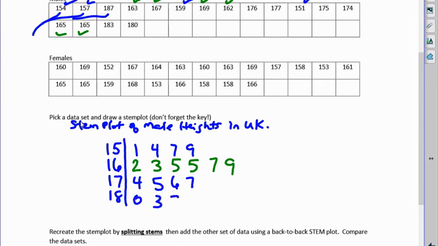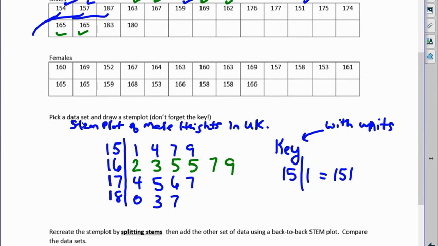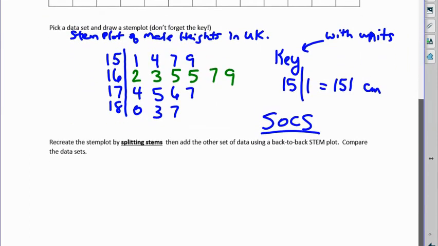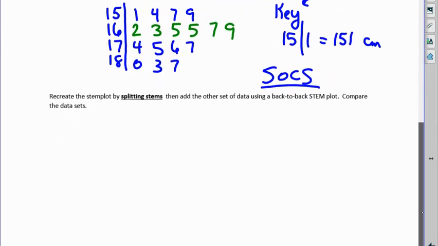0, 3, 7. And that's a stem plot, but it needs to have a key so that the reader can put it back together, and the key with units. So that is going to be 15 line 1, and the reader will know that that's 151 centimeters. Then, of course, you could describe your shape, outlier, center, spread. And for outliers, you check the 1.5 IQR. But I'm not going to do that right now because that takes a while.